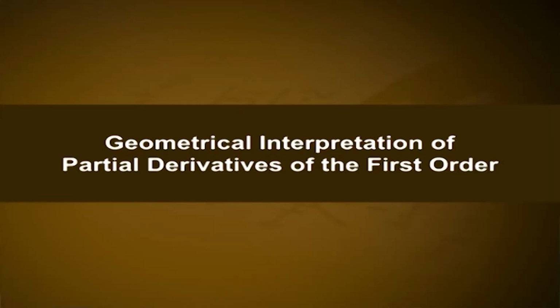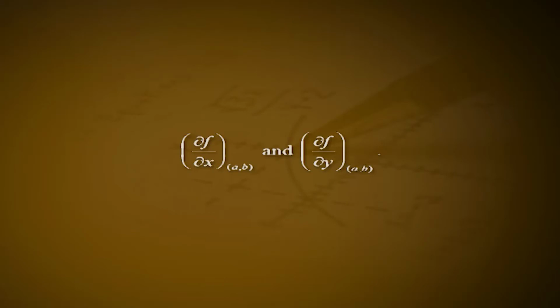Geometrical interpretation of partial derivatives of the first order. Consider the function z is equal to f(x, y). Let it be equation number 1. We have seen that the functional equation 1 represents a surface geometrically. We now seek the geometrical interpretation of the partial derivatives ∂f/∂x at (a, b) and ∂f/∂y at (a, b).